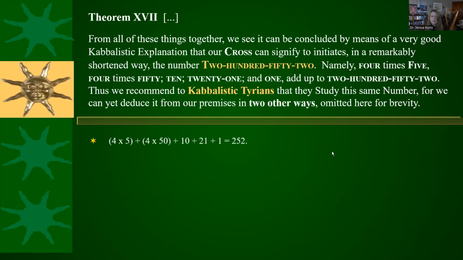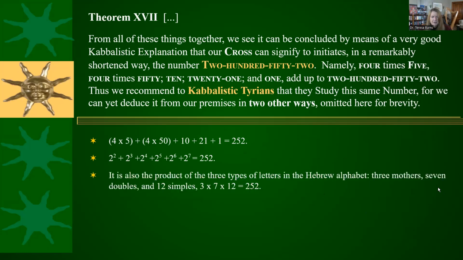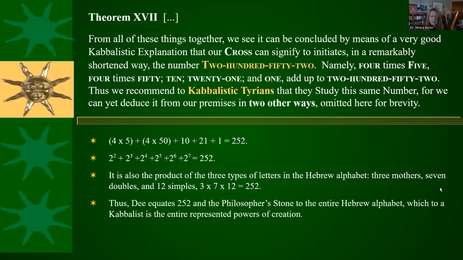So now we have our 3 meanings. Here's the first one that seems kind of arbitrary, the second one, which is cool, but doesn't shed a whole lot of light on the monad, and then the third one, because I've only talked about the mother letters and the doubles. There's 3 mothers, 7 doubles, but there's also 12 simples. So he's just been doing 3 times 7. If we put the simples or singles in, that's 252.